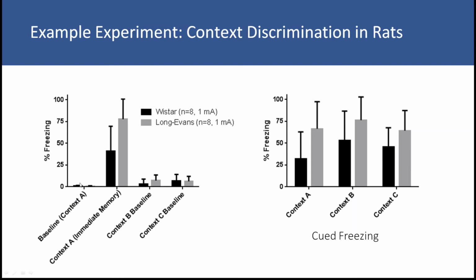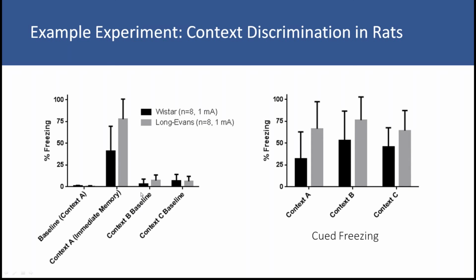Again, the animals are exploring their environment, so they show very little freezing under baseline conditions in the training context. However, immediately after training, in their training context, they show very significant freezing. So the learning happens very fast.